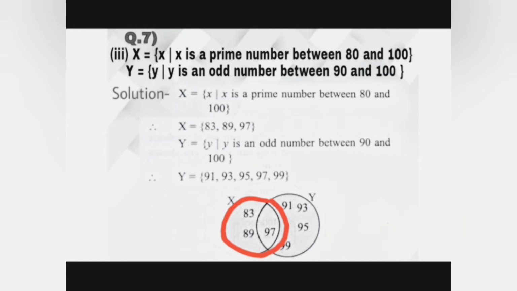So here X is the set, what elements does it have? 83, 89, 97. And Y has which elements? 91, 93, 95, 97 and 99, and the common element is 97. So that we will write here. So this was very easy. Question number 7, we just had to draw the Venn diagrams of the union of sets.